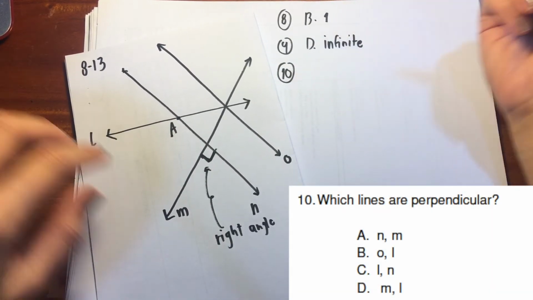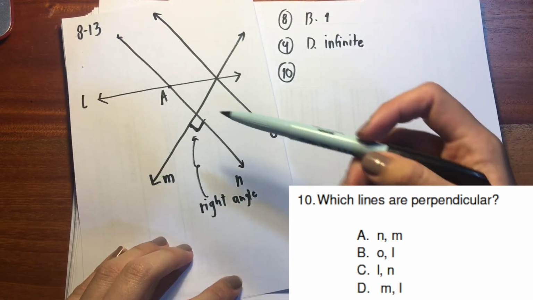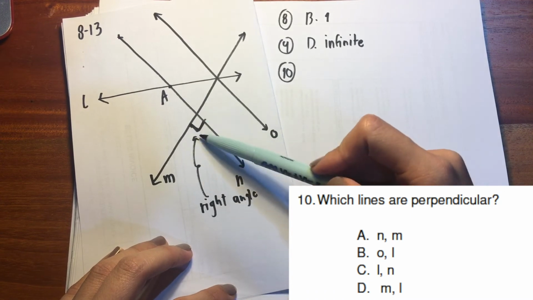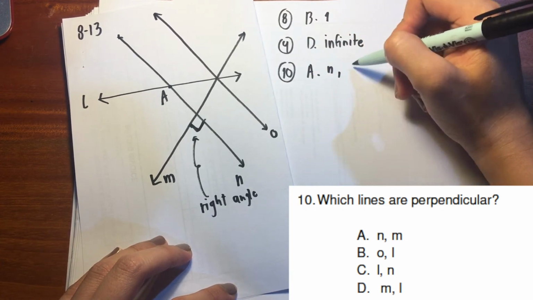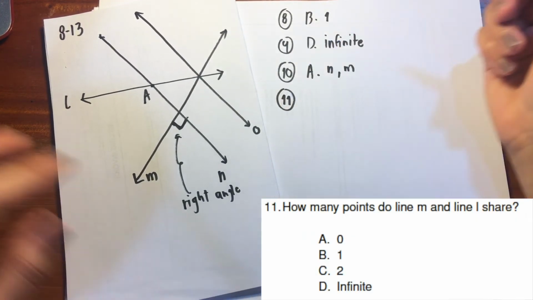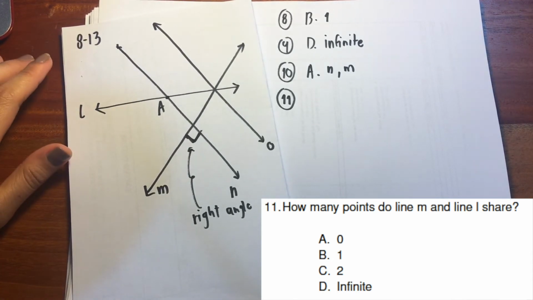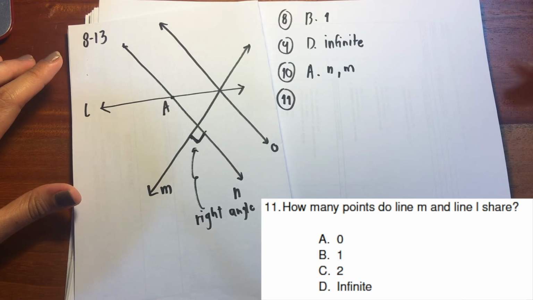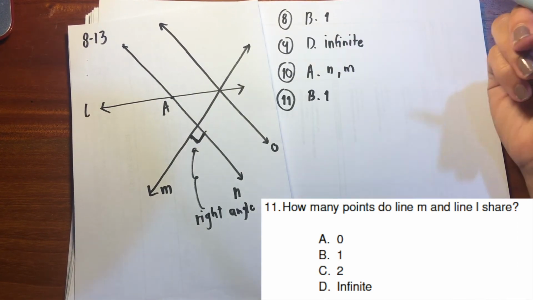Number 10. Which lines are perpendicular? So this is pretty obvious. For number 10, lines M and N are 90 degrees apart, meaning these two lines are perpendicular. So the answer is letter A, N and M. Number 11. How many points do line M and line L share? So when two lines intersect, they can only intersect at one point. So meaning L and M can only share one common point unless they are collinear. So the answer for number 11 is letter B, 1.